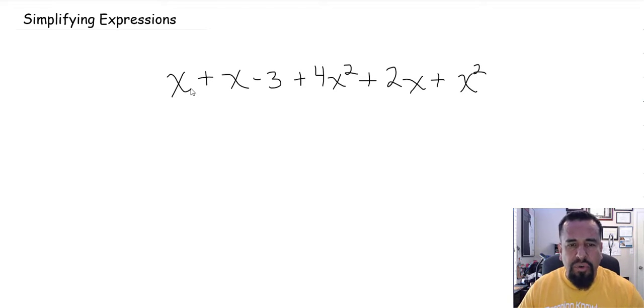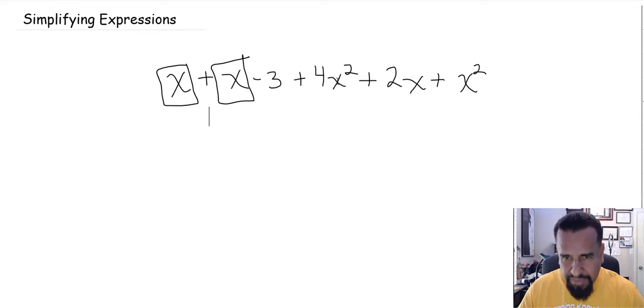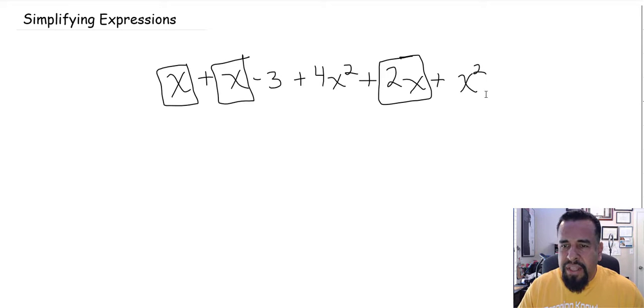So what I want you to do is put a box around everything that is the same. I know that this x is the same and this is the same. So I'm looking for all the x's right now. Look at this one right here. This is not the same. This is an x squared, okay? So it's not the same as just an x by itself. The number in front of it doesn't matter. So I keep going. Here I have another x, and here is an x squared. So that is not the same as the x's.